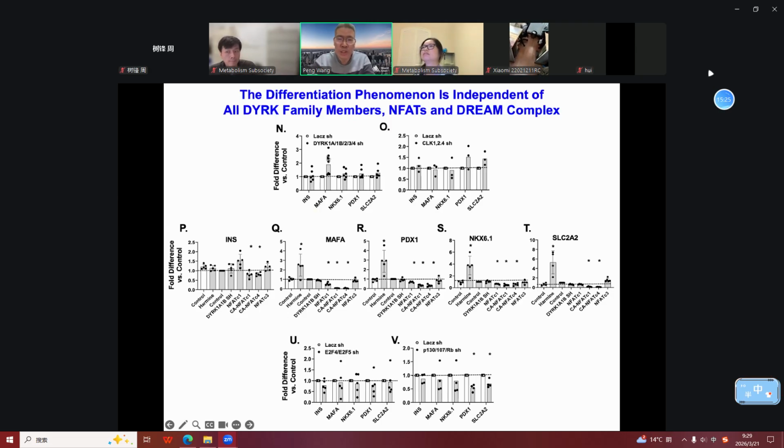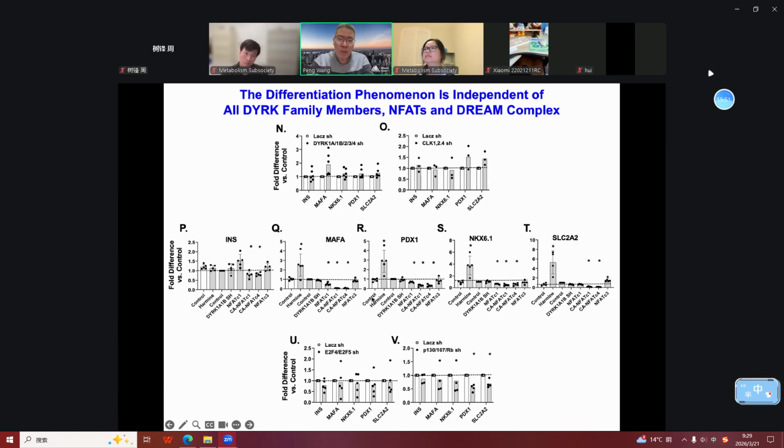We can indeed see some induction, but not like harmine's whole panel of the beta cell function gene changes. Only one gene changes. So it suggests the DRG1A, 1B family may have some member that may be involved, but not the key thing. And we also silenced the CLK family. We don't see an obvious change compared with the control group.